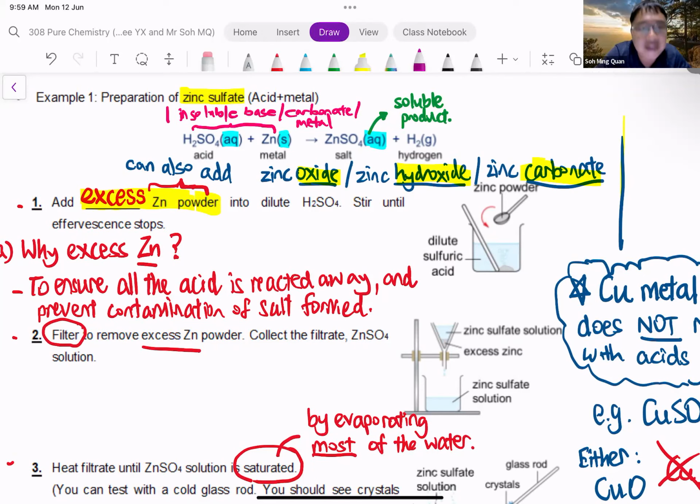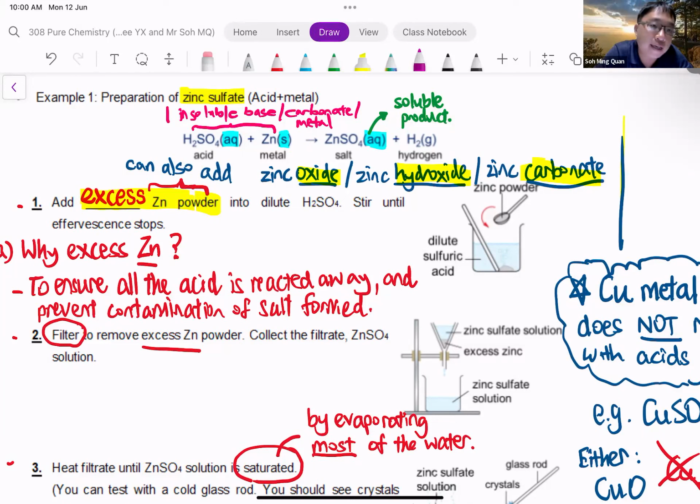So this is where you need an acid. You can't just use any sulfate solution. You must use the acid because you must have a chemical reaction between the zinc carbonate and the acid. Okay, now you can use zinc powder, zinc oxide, zinc hydroxide, or zinc carbonate. Typically, I will just remember the carbonate. So when I write out the steps myself, I like to just remember carbonate. But I do bear in mind that the metal or the base will also work.